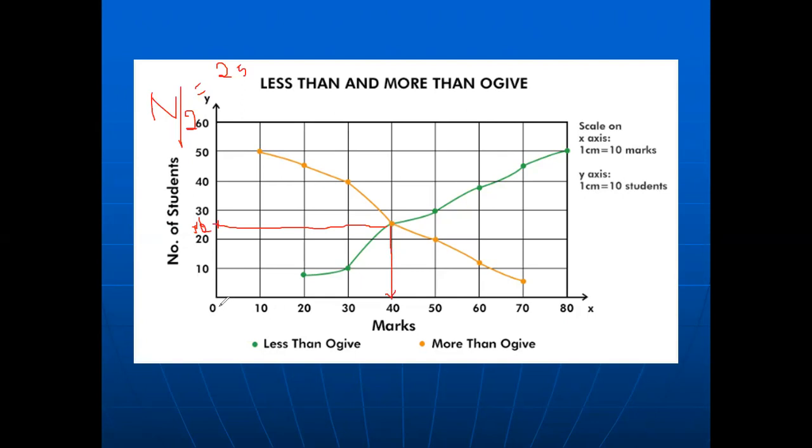So this distance, what is that distance? From the origin to this perpendicular line where it is touching on the x-axis, this width you have to find out. This width basically tells you the value of the median. So you have to measure it and you'll come to know the median value. So this is how you have to find it. Don't forget to divide n by 2, locate that on the y-axis, draw a horizontal line touching the intersection point, and draw a perpendicular line to the x-axis. The width of the perpendicular line from the origin gives you the median value.